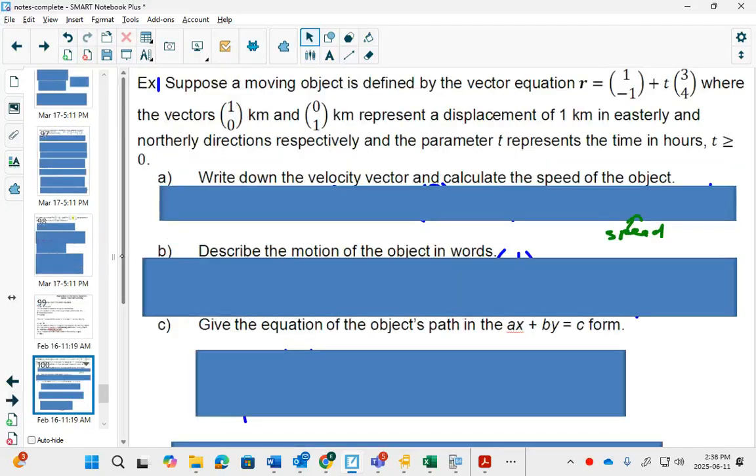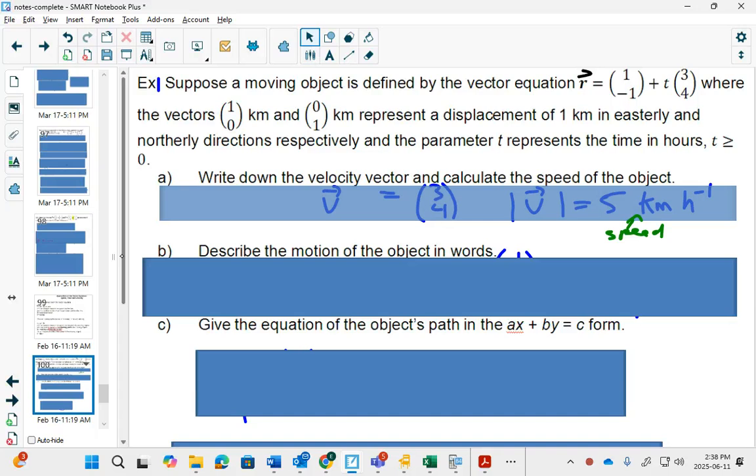Okay. So here is an object moving in 2 dimensions. It starts at 1, -1. And how do we call this a starting point? Because when time is 0, that's where it would be. It starts at 1, -1. It is going 3 to the right and 4 up. So it has a speed of 5 kilometers per hour because it looks like the vectors are measured in kilometers and time is measured in hours.